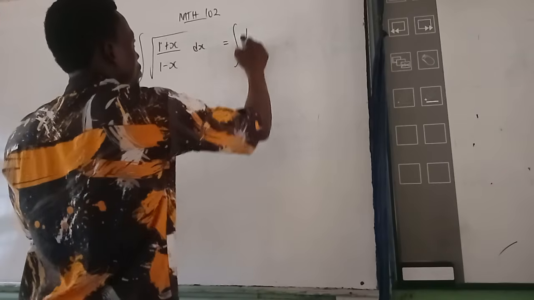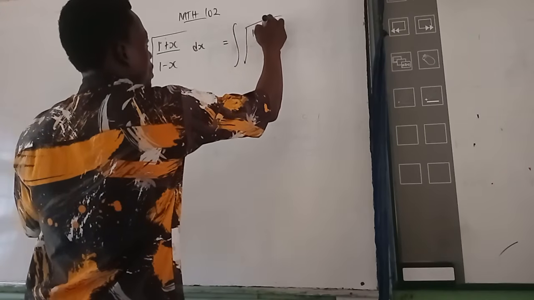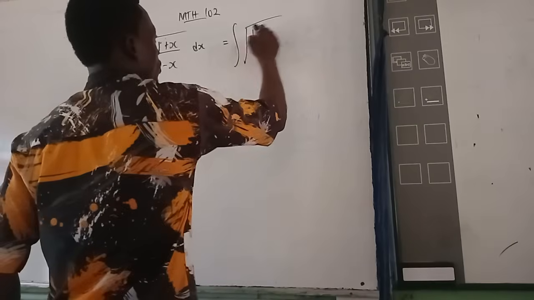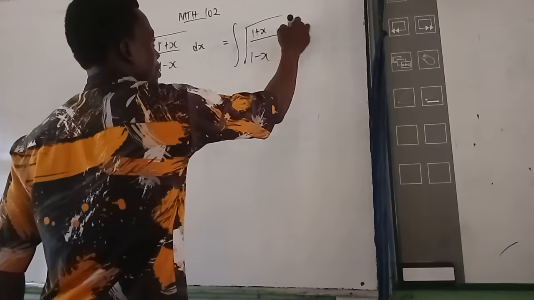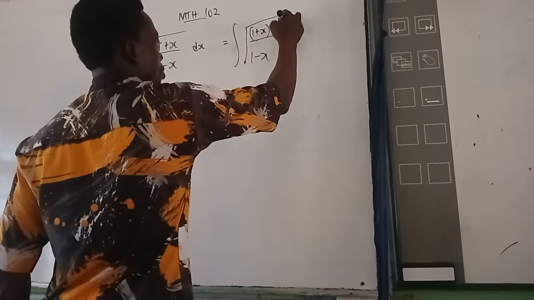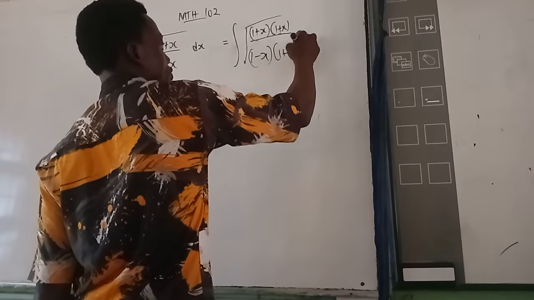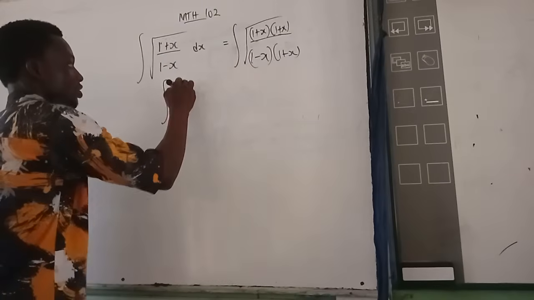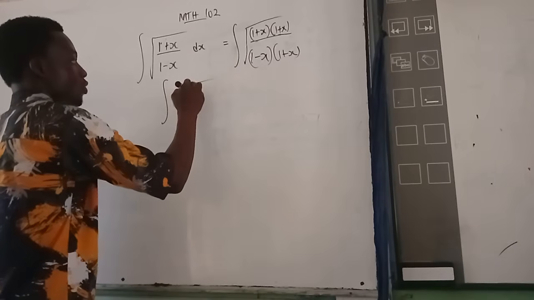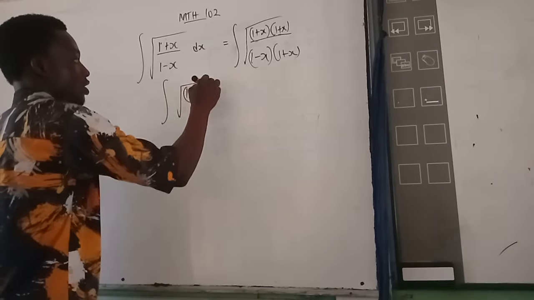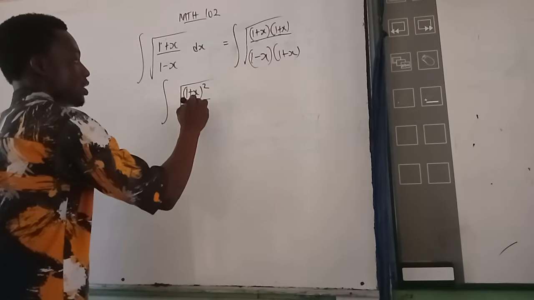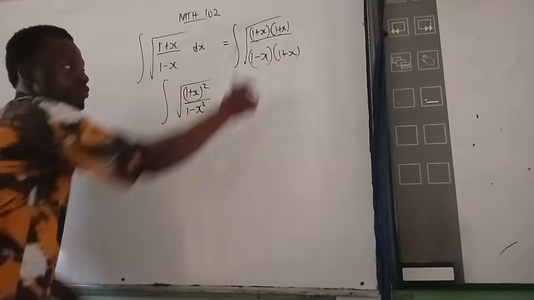Integral of what? Root 1 plus x, are we together? Over 1 minus x multiplied by 1 plus x over 1 plus x. Use that numerator to rationalize. So here we have integral of what? Root 1 plus x square over what? 1 minus x square. Difference of two squares, 1 square minus x square, the denominator.